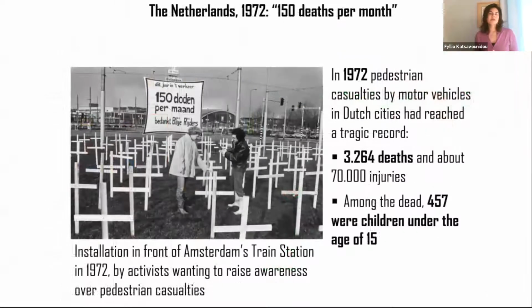If Greece is doing it all wrong, and I think it does, what can we learn from other countries? In the 1960s, Denmark and the Netherlands, which today are two countries synonymous with sustainable urban mobility, were at that time very much different. They had very high numbers of children casualties due to traffic. For example, in 1972, 457 pedestrian deaths were children under the age of 15.